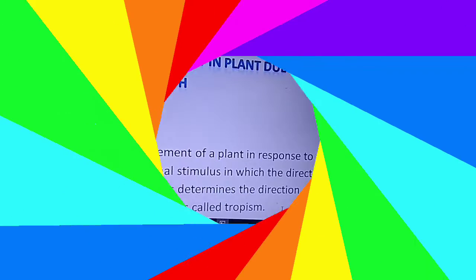Children, you know plants are fixed in one place. But how is movement of a plant possible? There is also movement of different parts of the plants. It is possible due to external stimulus. Such external stimuli are light, gravity, water. Different types of stimulus we'll study in this class.